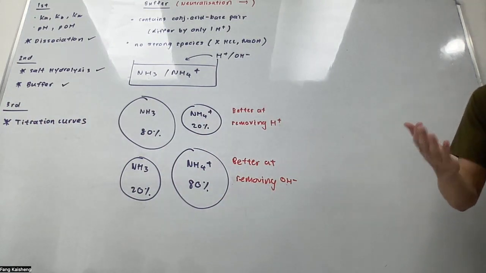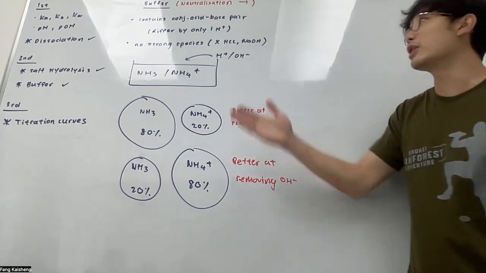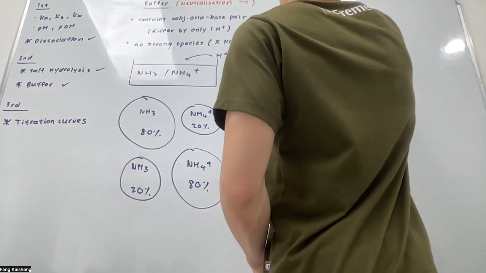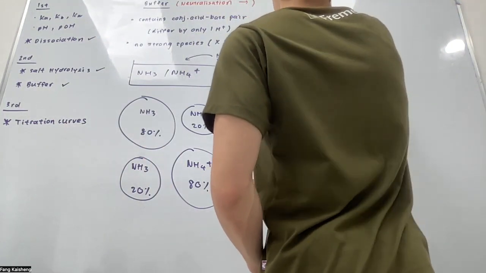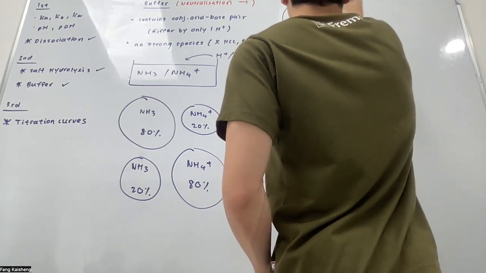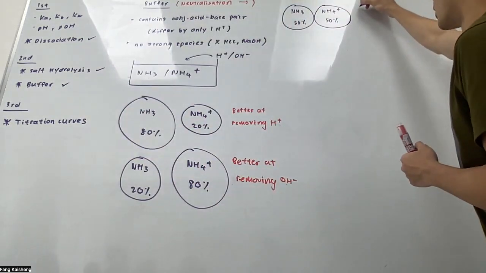50-50. Because a buffer aims to remove both H plus and OH minus, so you should be equally good at removing both of them. That means the best case scenario is where your acid and conjugate base are in equal proportions. And guys, what is this called, when your acid and conjugate base are equal in proportions?